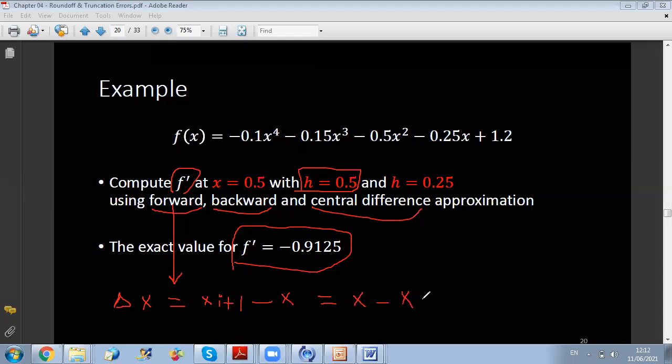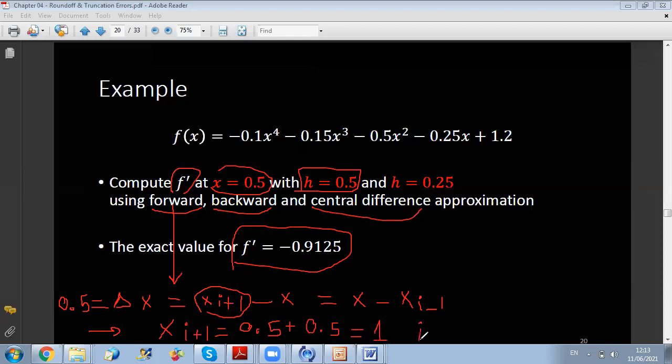When I use the forward scheme, I am interested in the value of xi plus 1. So I will set that delta x is equal to 0.5, which is h here. And I will say that from this relation, I deduce that xi plus 1 can be written as 0.5 plus x, and x of interest in my problem here is 0.5. So xi plus 1 will be equal to 0.5 plus 0.5 equals 1.